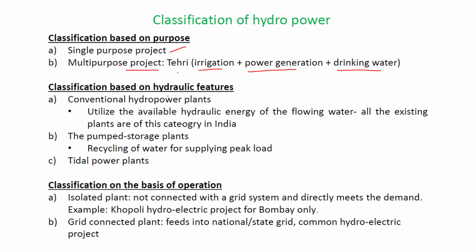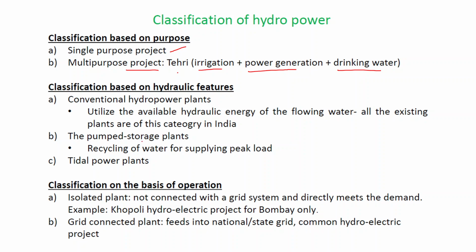Then classification based on hydraulic features: conventional hydropower plants, which utilize the available hydraulic energy of the flowing water. All the existing plants in India are of this category only. And these conventional hydropower plants are basically made on the rivers or canals only.